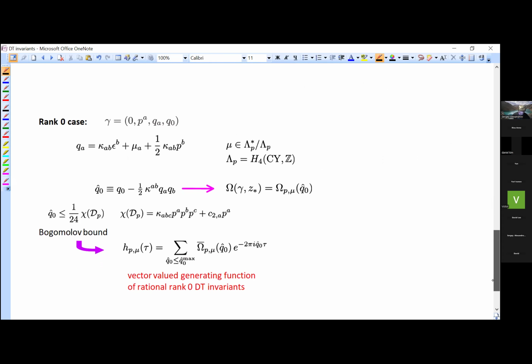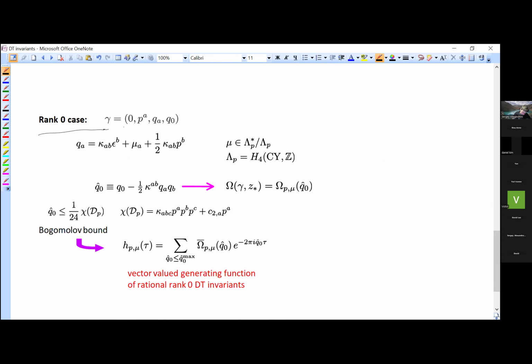We will be interested in the rank 0 case. This is our main object of interest. And so here P0 is equal to 0. And here you can think that you can remove the dependence on QA using this invariance.